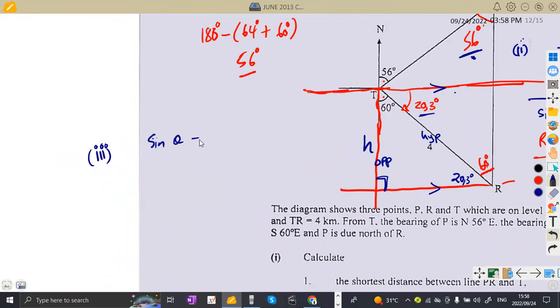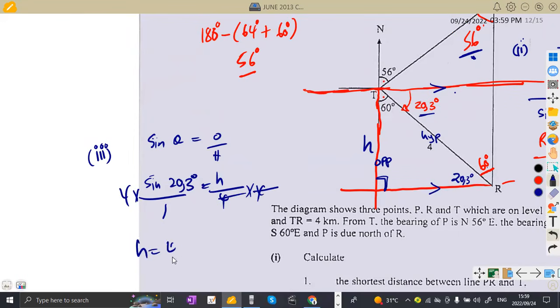Sine theta is going to be opposite over the hypotenuse. In this case, sine of 20,3 degrees is going to be opposite, which is this h, over the hypotenuse, which is 4. So you can cross multiply here by 4, so this can cancel. So h is equal to 4 sine 20,3.